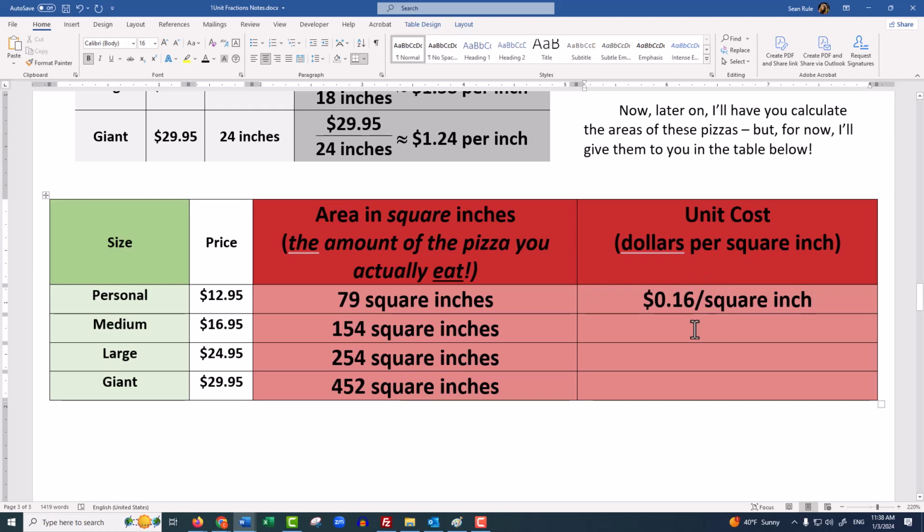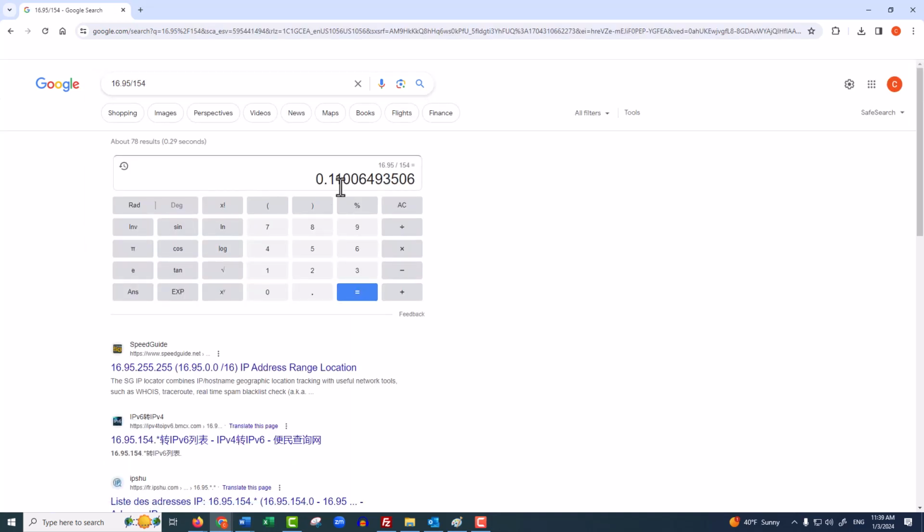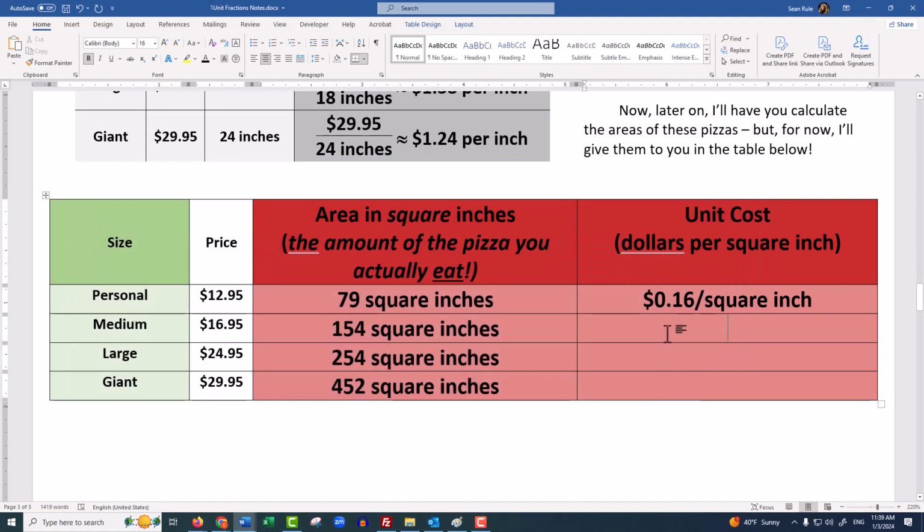Let's see what the medium is. It's $16.95 per 154 square inches. I can just change this to $16.95. What is it, 154? I think that was right. And that's going to be about 11 cents per square inch. There we go, 11 cents per square inch.